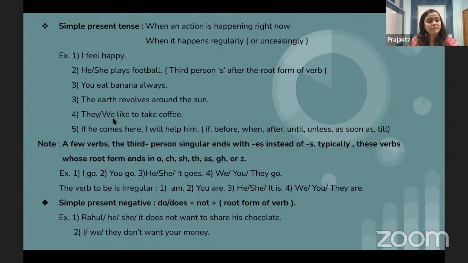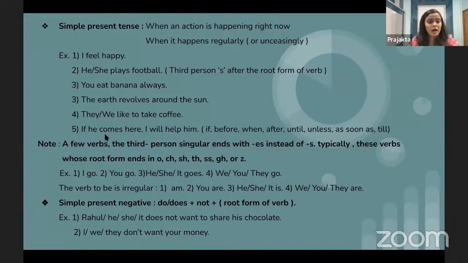So we like to take coffee. Okay, so they are talking about their conditions. Okay, if he comes here, I will help him. See, now if, whenever, if, whether, such words we use in simple present tense.